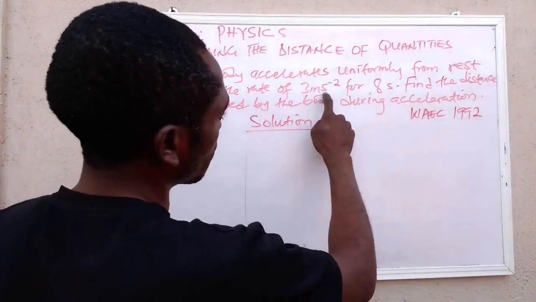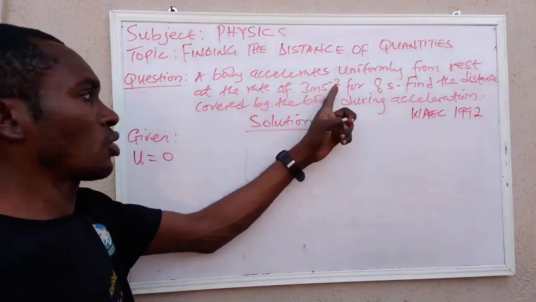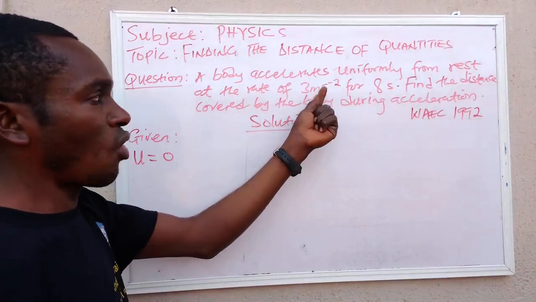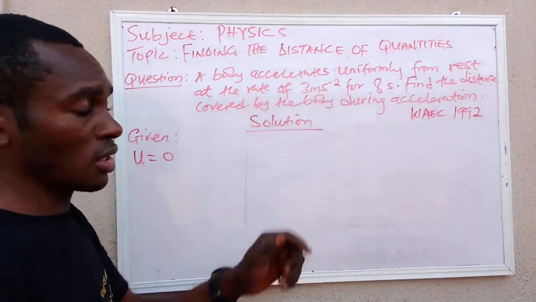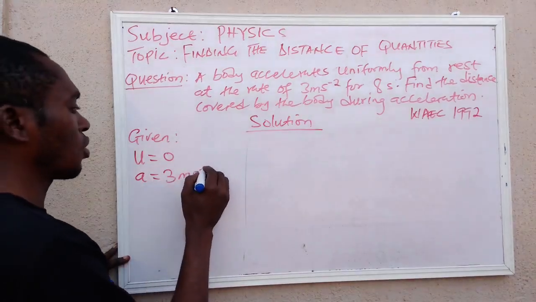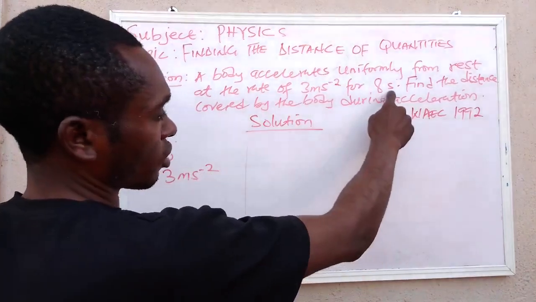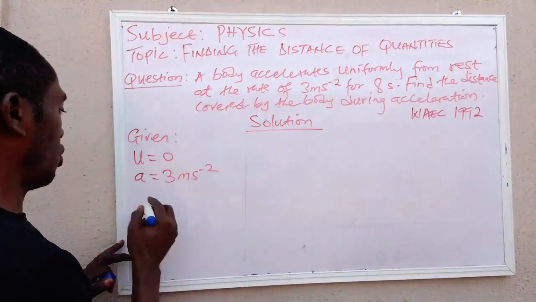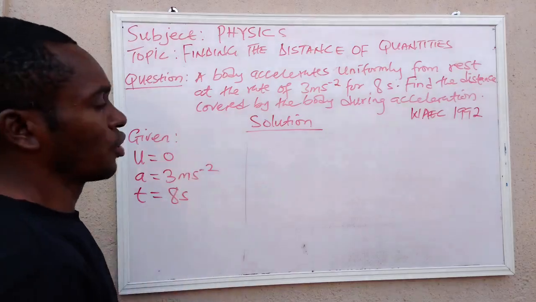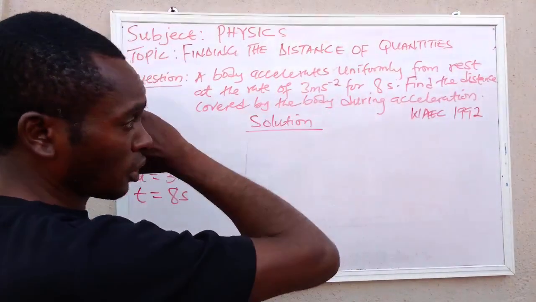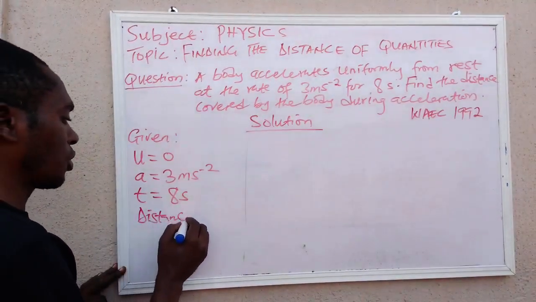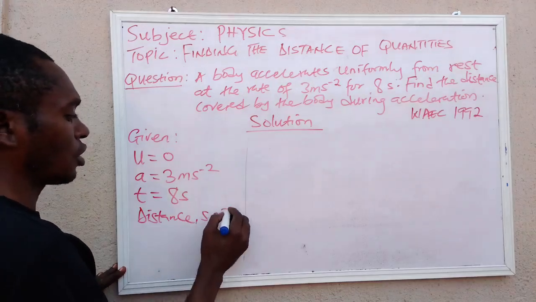So at the rate of 3 meters per second square. Now meter per second square is the unit for acceleration, so this 3 stands for acceleration. So we have a is the same thing as 3 meters per second square, for 8 seconds. Seconds is the unit for time, so time here, that's t, is the same thing as 8 seconds. We're asked to find the distance covered by the body during acceleration. Now distance is the question, and we're going to represent distance using s. So this is our question.